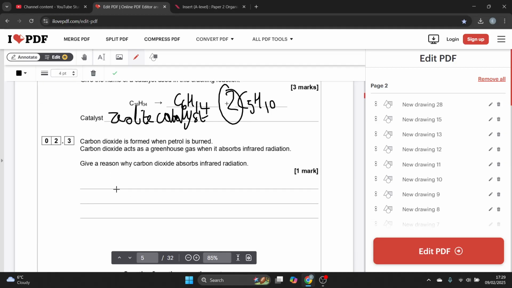Give a reason why carbon dioxide absorbs infrared radiation. The C double bond O bonds are polar.